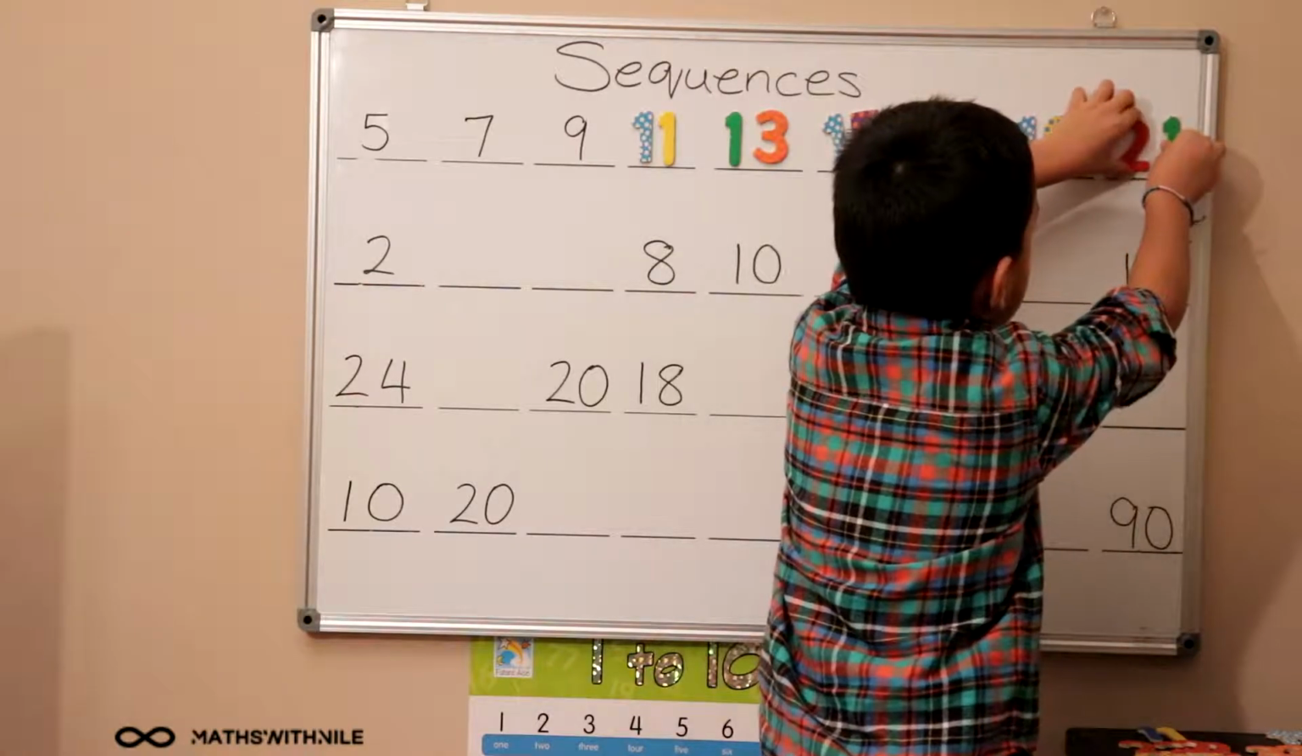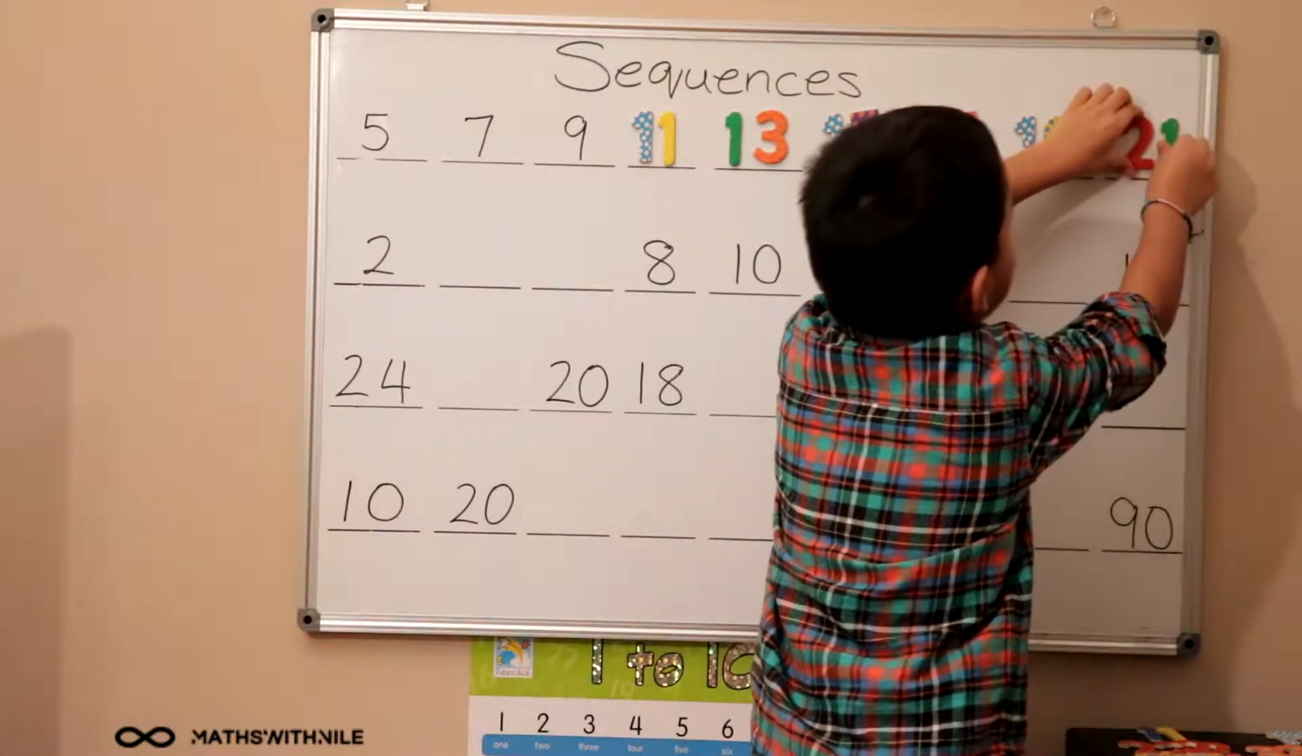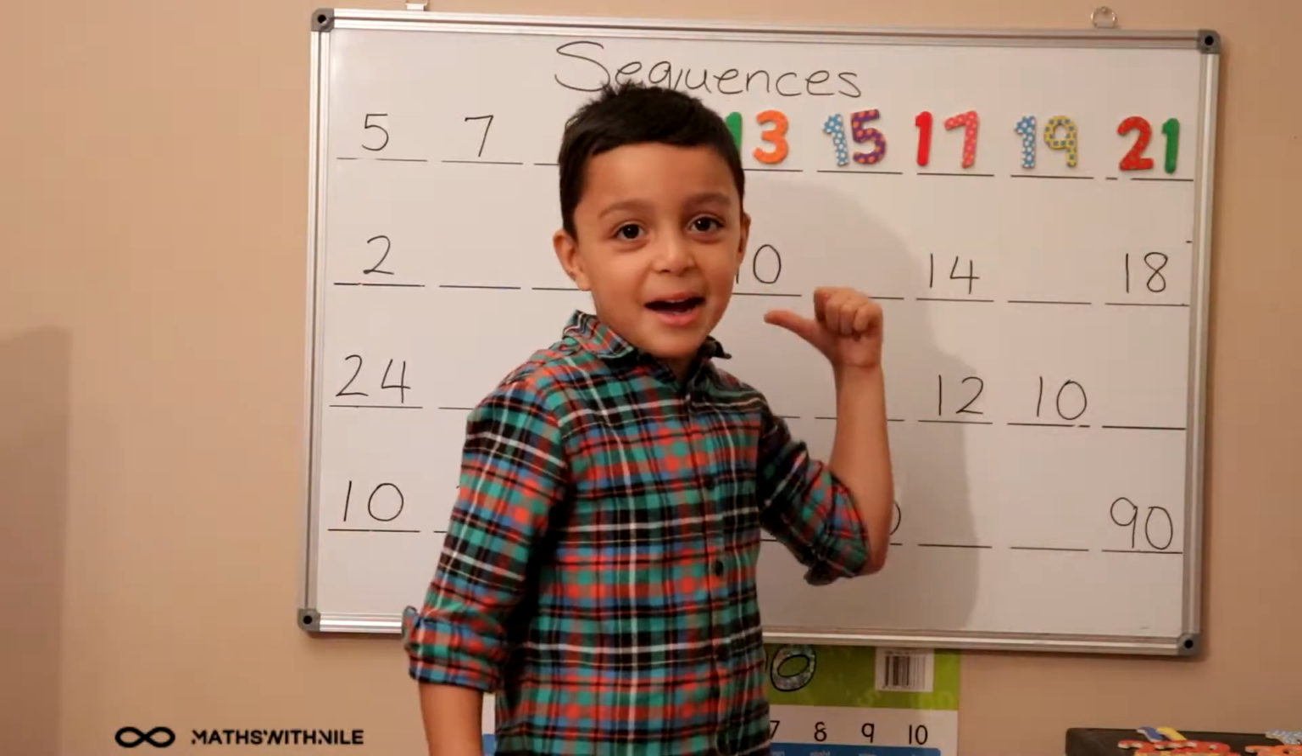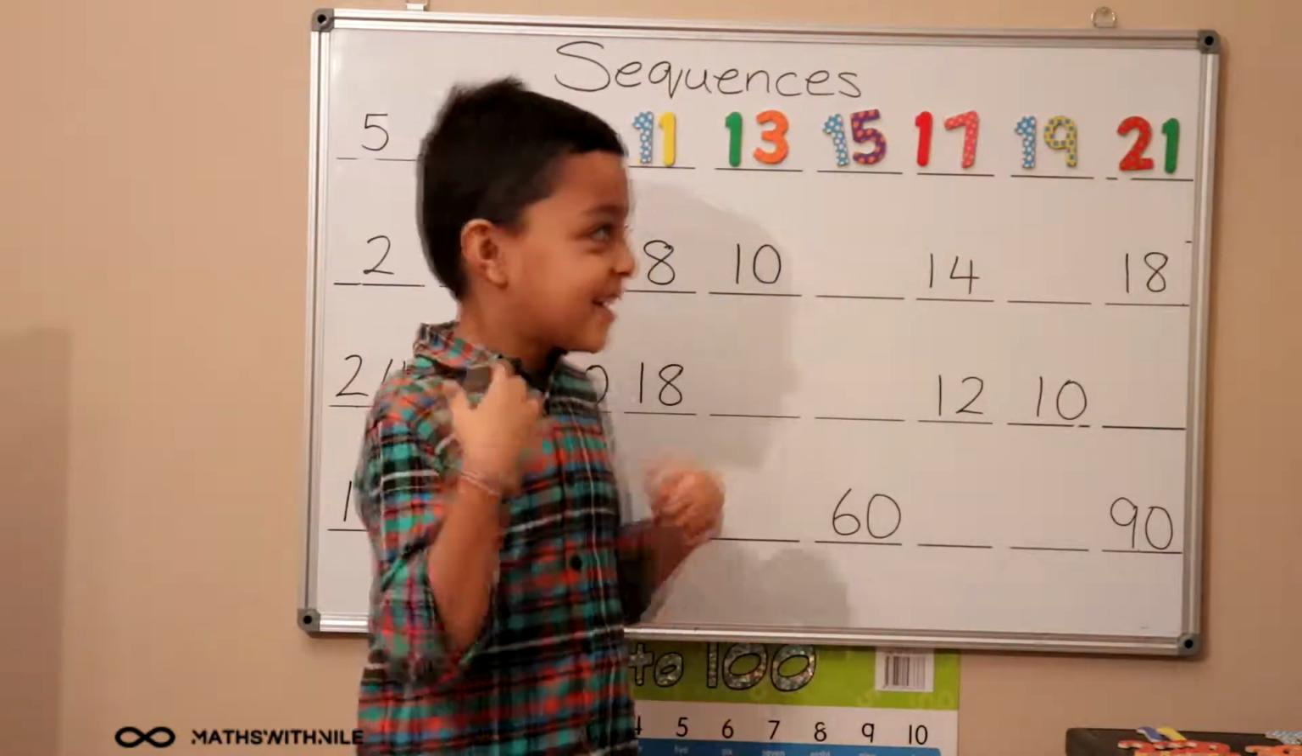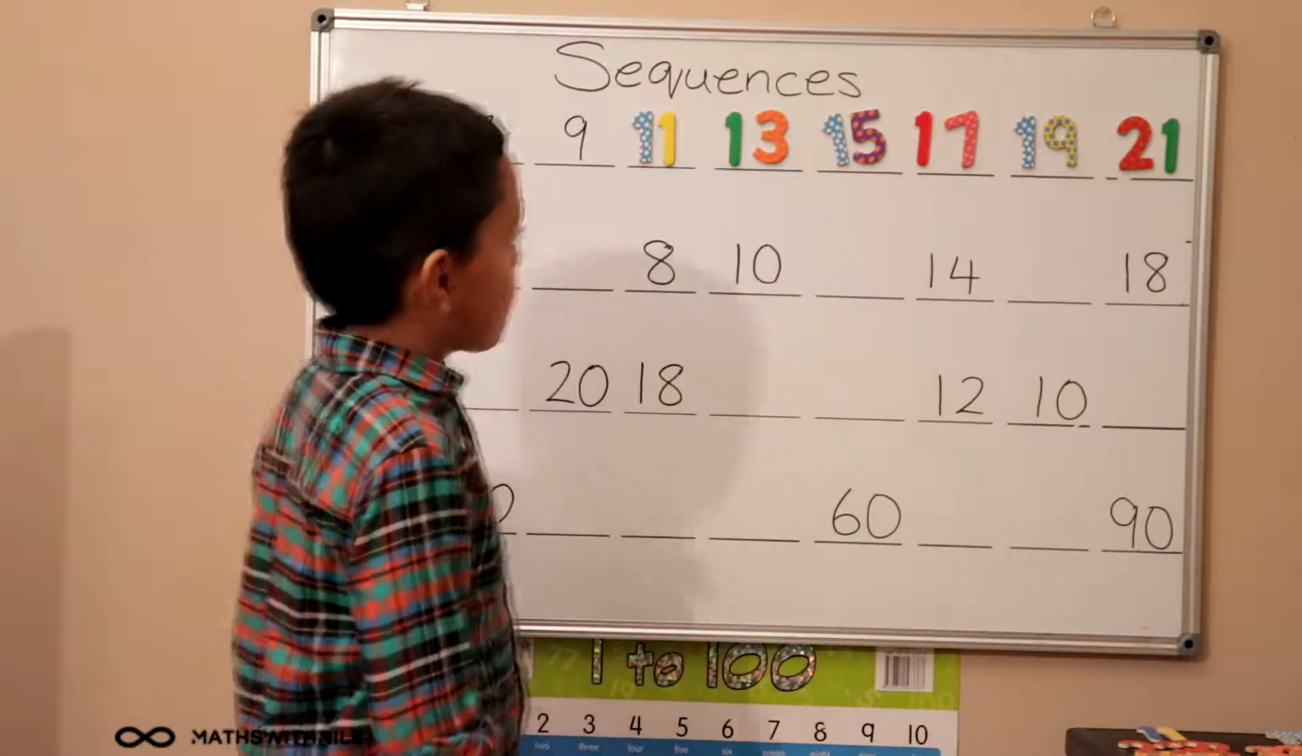What was the mistake you made when you said 18? We were taking away. So you have to remember we were adding. Yeah. Very good. So let's look at the second sequence.